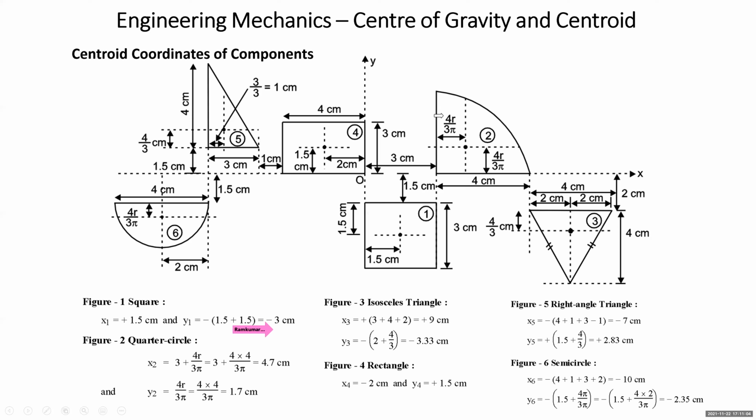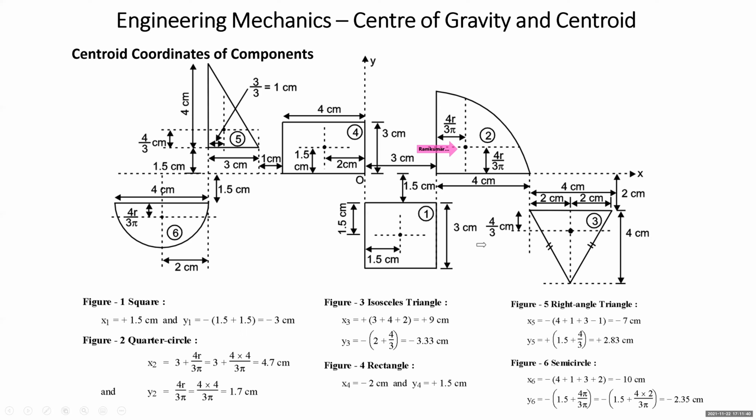Come to the second component. This is a quarter circle, which is resting on the x-axis. Its two centroidal distances will be 4r upon 3 pi from each base. This is its centroid. Now let's read the coordinates of this point. Is it right of the y-axis or not? So the x coordinate is positive. At what distance is this point? 3 plus 4r upon 3 pi becomes its x coordinate. Its y coordinate: the point is above the x-axis, so it is plus 4r upon 3 pi.